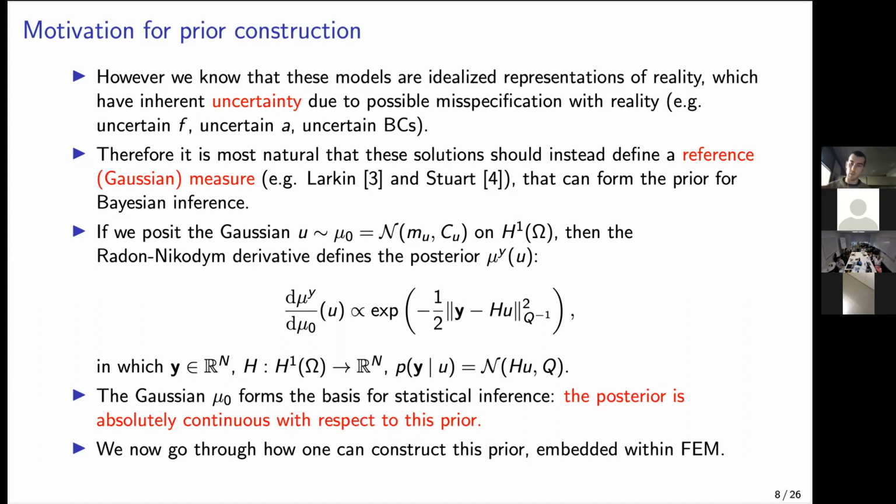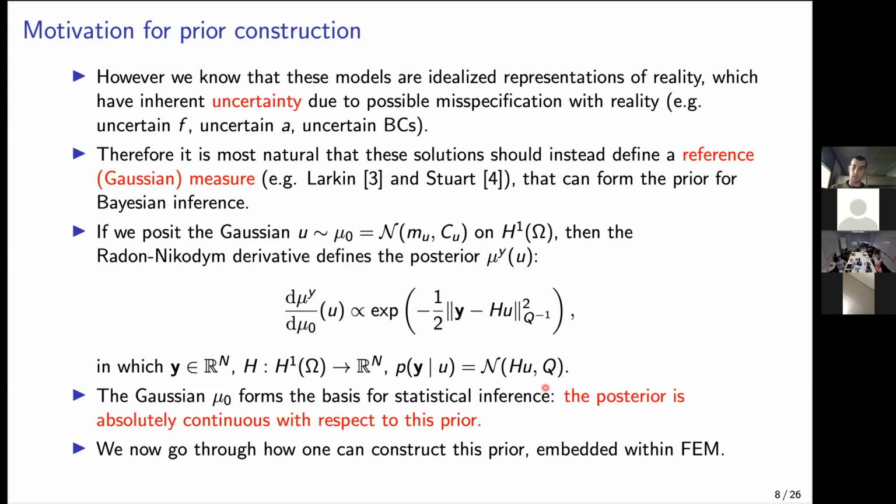So the idea of a reference measure becomes really important, because when we're dealing with defining probability over function spaces, it should have some desirable properties that we want it to have. And we can then define our posterior as the Radon-Nikodym derivative of the posterior, mu y, against the prior. And so the Gaussian measure, mu naught, forms the basis for our statistical inference. It forms the basis for our Bayesian inference in this case.